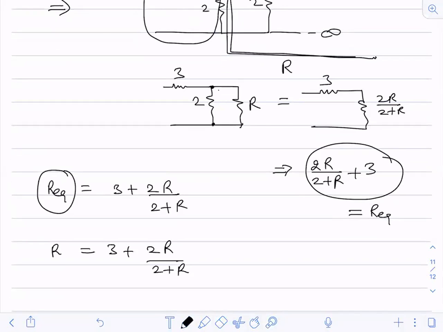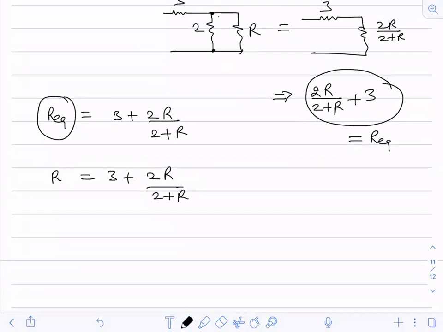And now I guess you can solve it. You will get a quadratic equation from here, and you'll get two values. One value will be positive, one value will be negative. The negative value you discard, and the positive value will be the answer.